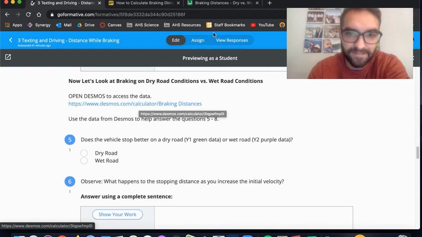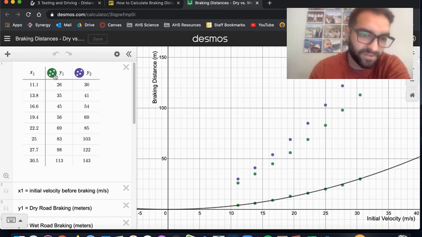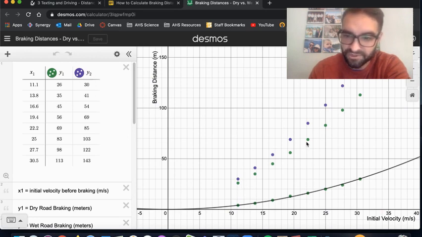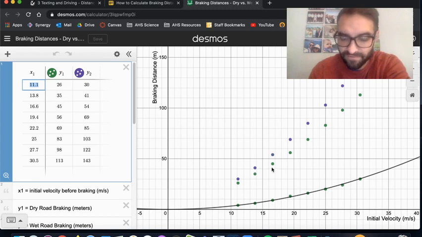So go and click this link, and it's going to open up Desmos. Again, you have Y1 data and Y2 data, and one is green and one is purple. The purple is your wet road, and your green is your dry road. Across the x-axis, we have our initial velocity in meters per second, and our braking distance is our y-axis here. If I'm looking at the data specifically, these actually share the same values, so that's why they're directly above one another.